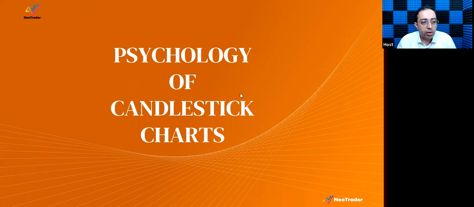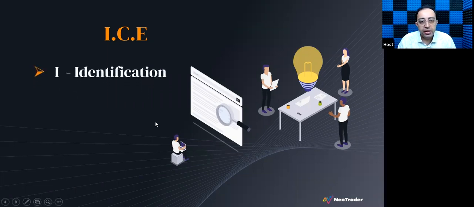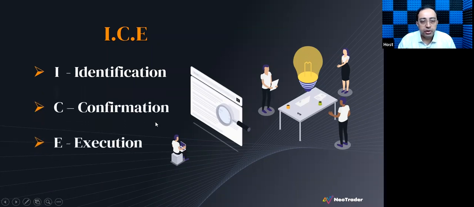So I am going to talk about a very unique philosophy which we have at NeoTrader, which is called the ICE philosophy. ICE philosophy is very simple. It works on very important elements which one needs to do as a trader. And the ICE represents identification, confirmation, and execution. What do you mean by that?